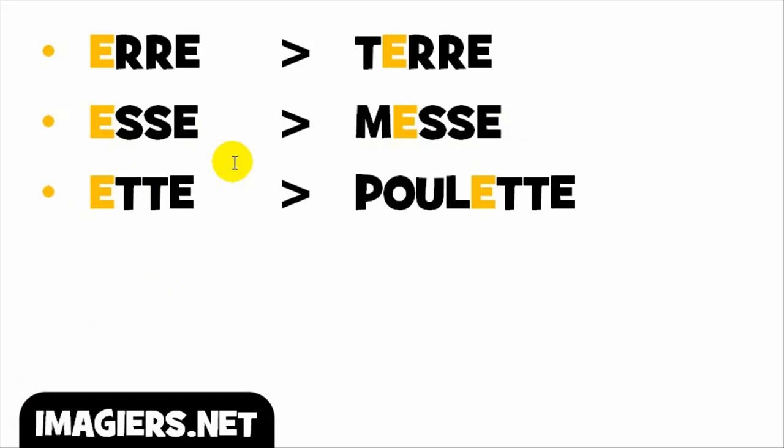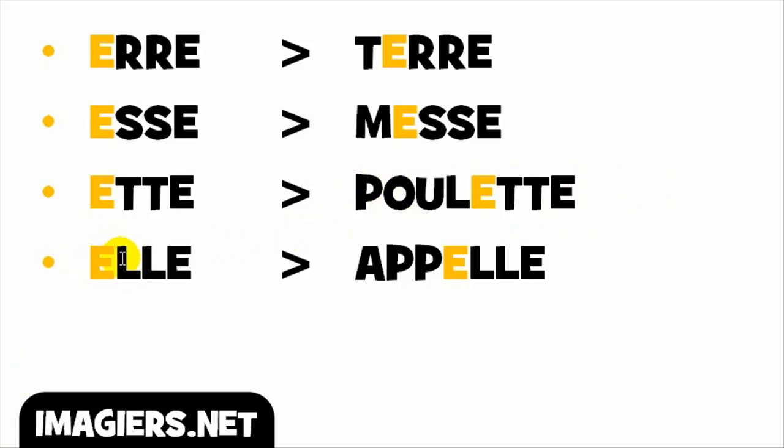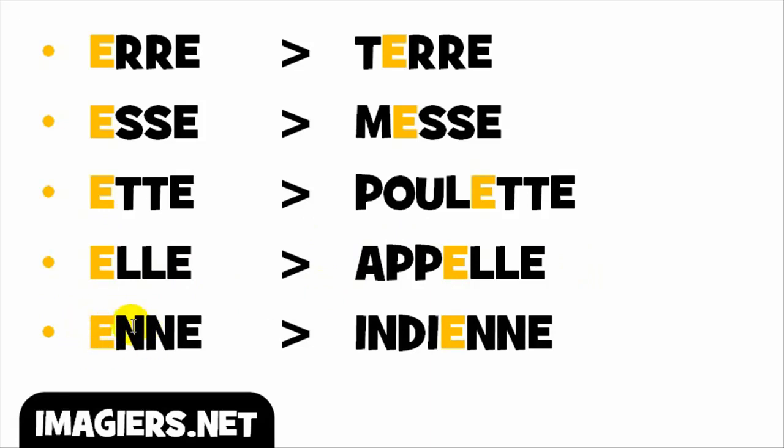Next example, here you get a double T and then et, et, and the word poulette, poulette. Next one, e and then double L, L, L, and then you get the word appel, appel. And the last one here, e and then double N, N, N, and then you combine it with E here, so you will have this yen, yen. The full word goes like Indienne, Indienne.